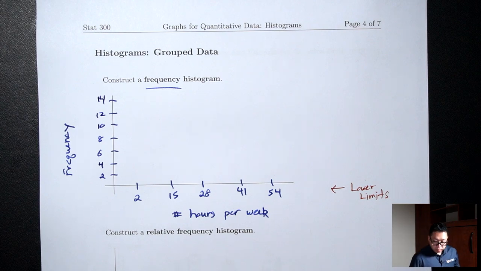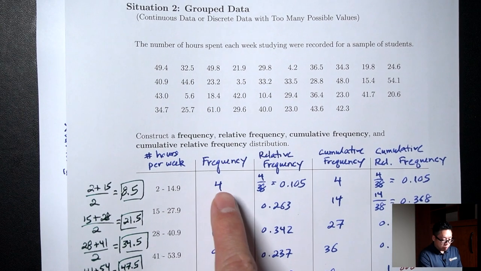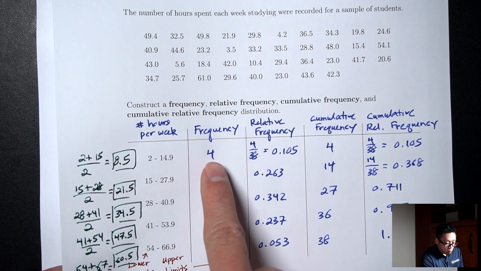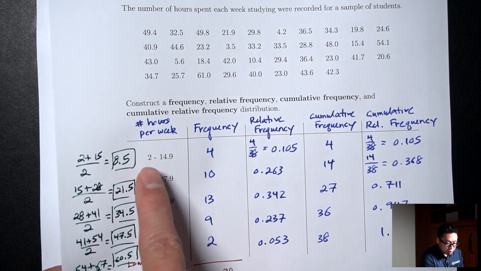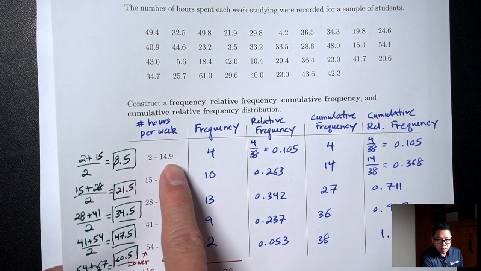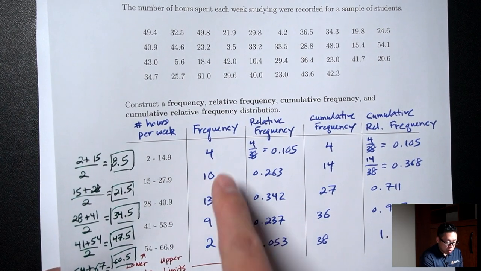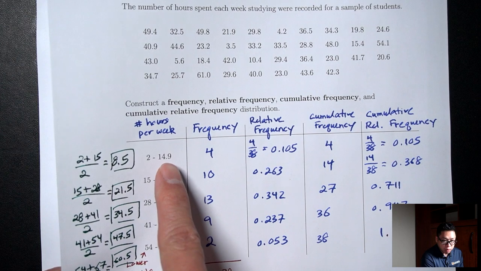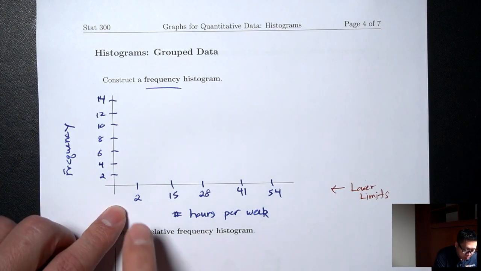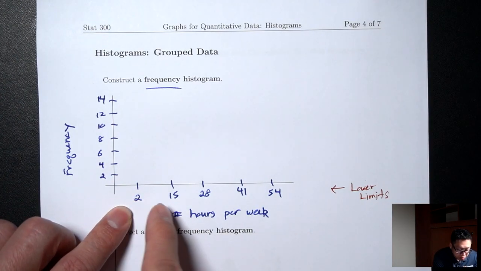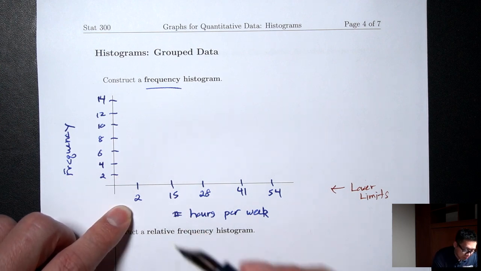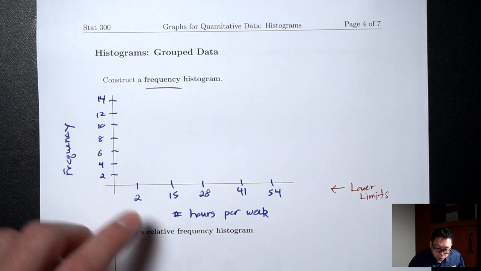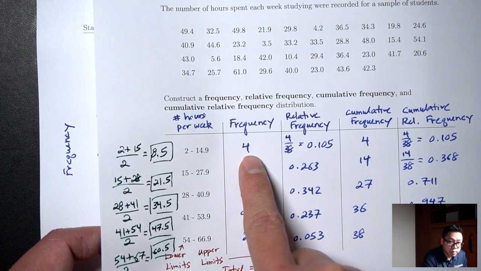And now, the first frequency is a 4. Okay, this 4 represents the range 2 to 14.9. So when I make my bar, I want that bar to be over the range 2 to 14.9. So 2 to 14.9 is like 2 to just to the left of that 15. But I'm just going to make it go all the way up to the 15. So our first bar is frequency 4.